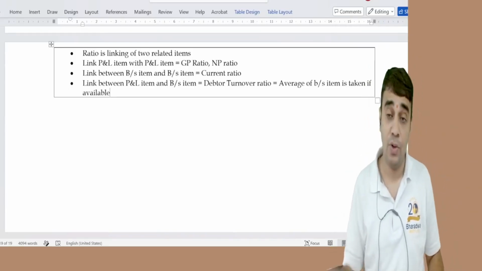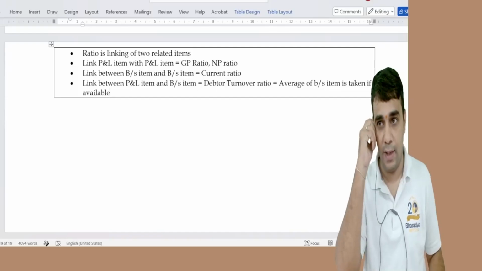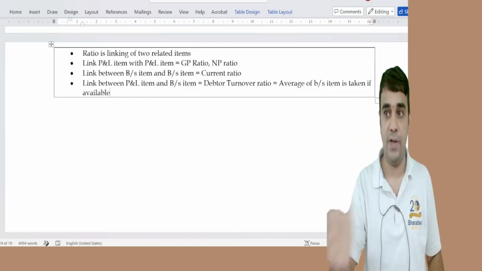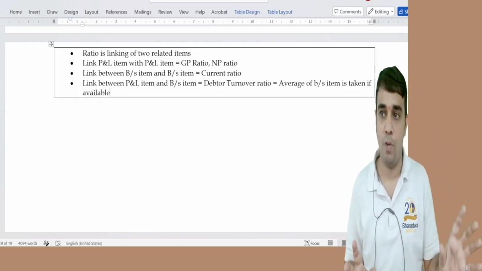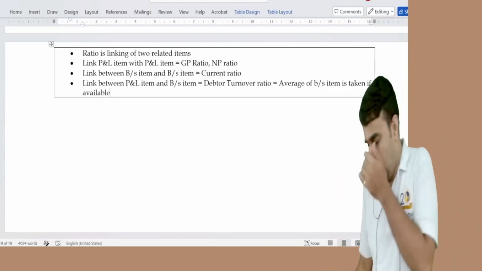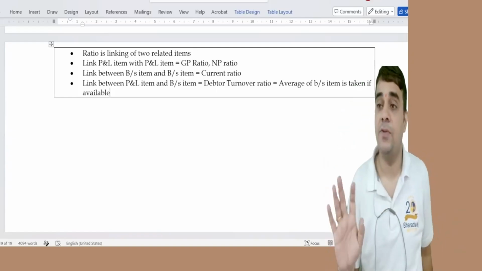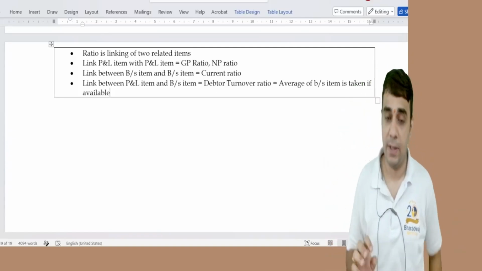Best thing to do is take a 12 months average, which we will not have. 12 months average, 52 weeks average, all that data we don't want to get into. We will just go with the average of the opening and the closing. This is what the concept says.